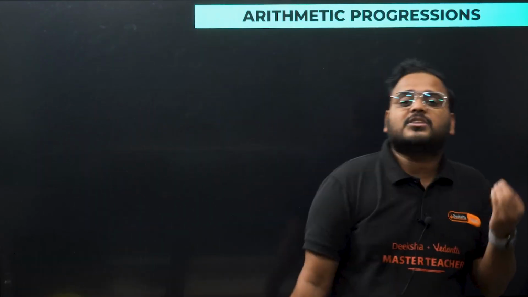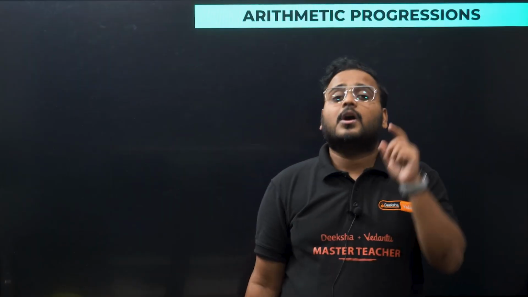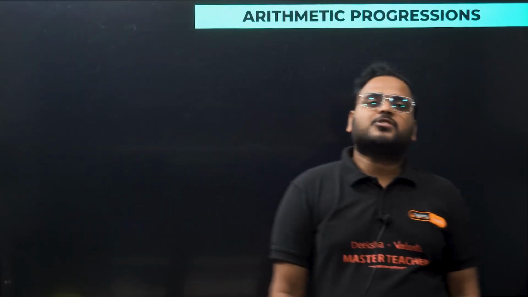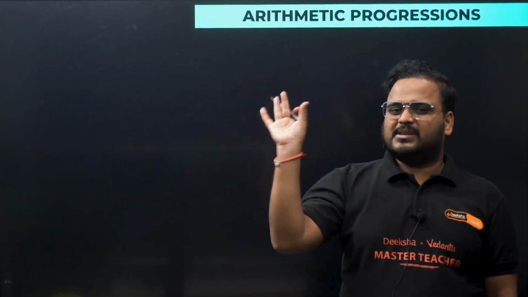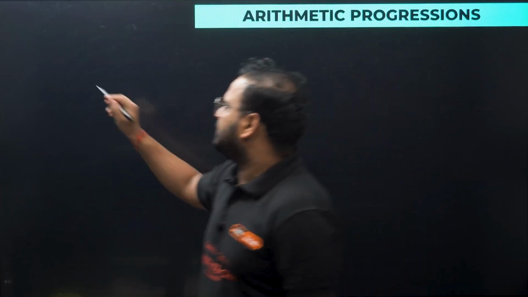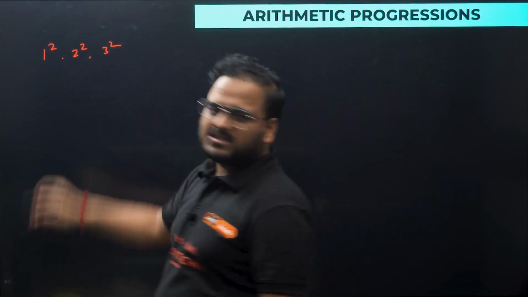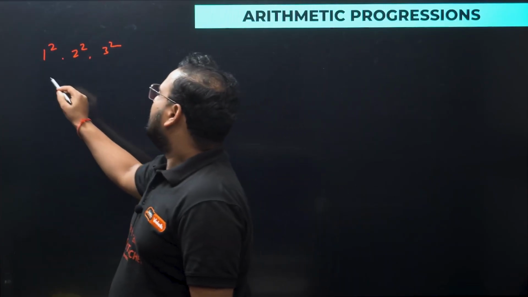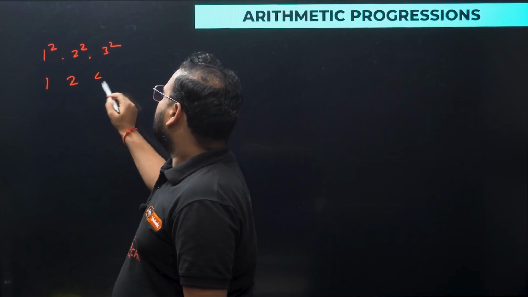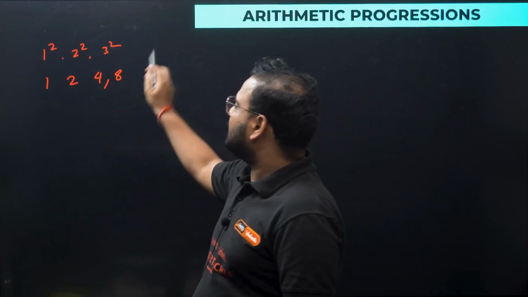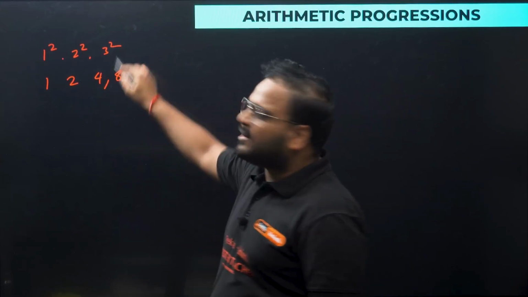What type of progression is called arithmetic? First question: why arithmetic, and what type of progression is called arithmetic? First of all, I'm talking about sequences, the pattern of numbers. For example, this pattern: 1 square, 2 square, 3 square, like this. This is a pattern, the squares of natural numbers. Next we can go ahead with 1, 2, 4, 8, like this: 1 into 2, 2 into 4, 4 into 2, like that, 16. All of these are number patterns.